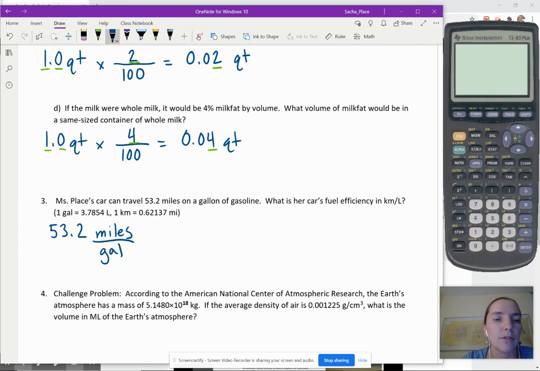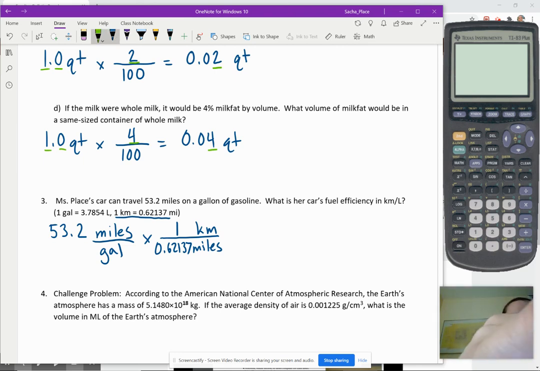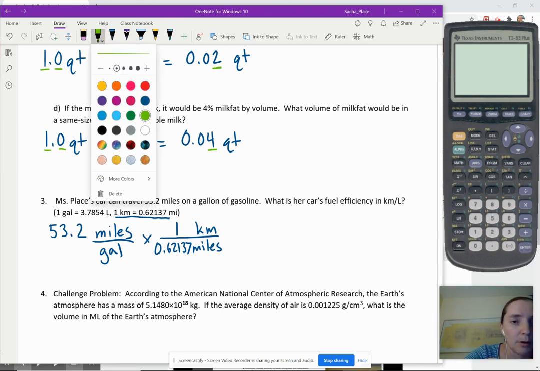Since I see miles are there on the top, I'm going to go ahead and convert my miles first. So I'm going to put miles on the bottom, and I want to convert my miles into kilometers. And I've been told in the problem, this equality, that a kilometer is 0.62137 miles. So 1 kilometer on the top, 0.62137 miles on the bottom. So that lets me cancel out my miles. So I'm halfway there.